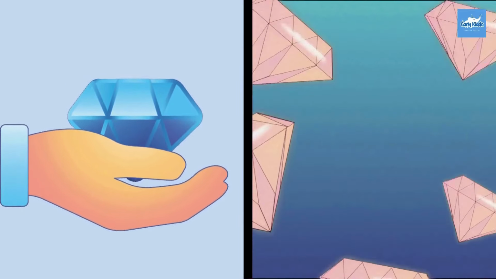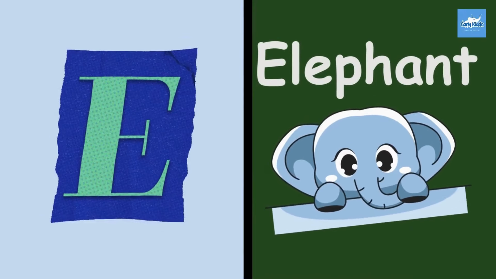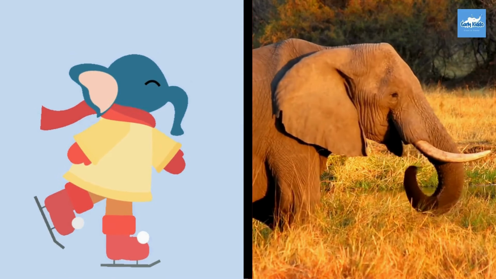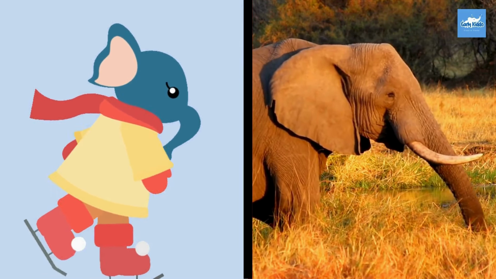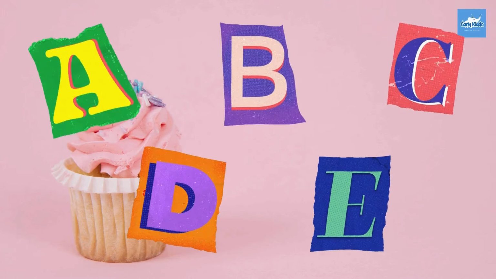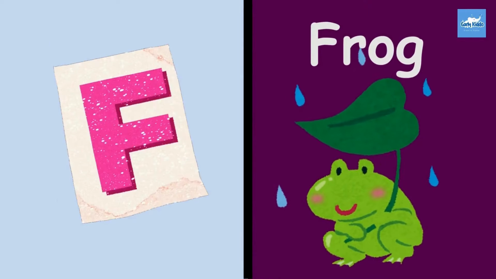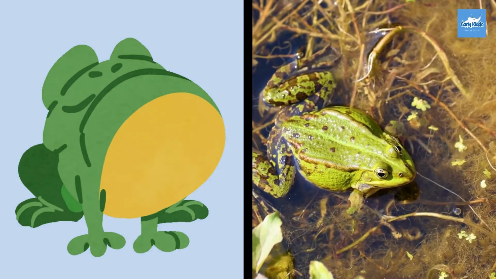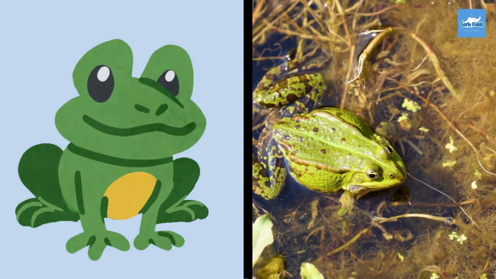D, diamond. E is for elephant. A, a, elephant. E, elephant. F is frog. F, f, frog. F, frog.